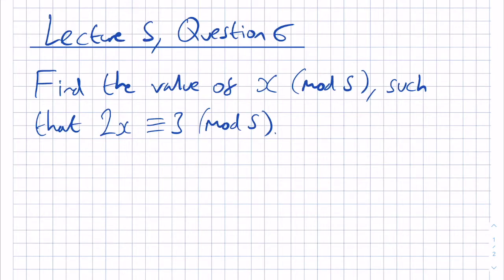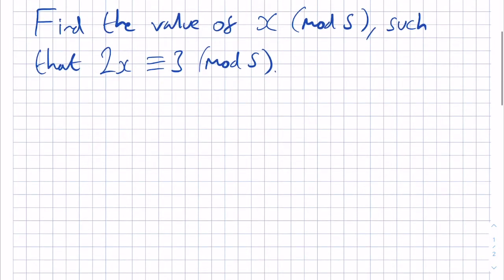The question says, find the value of x mod 5 such that 2x is congruent to 3 mod 5. Now here the numbers are sufficiently small that we can just check all of the cases. X is either congruent to 0, 1, 2, 3 or 4 modulo 5.